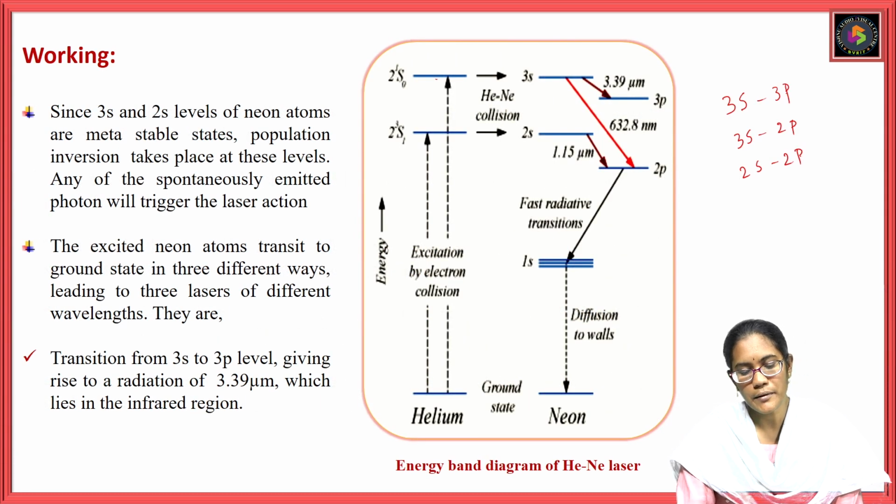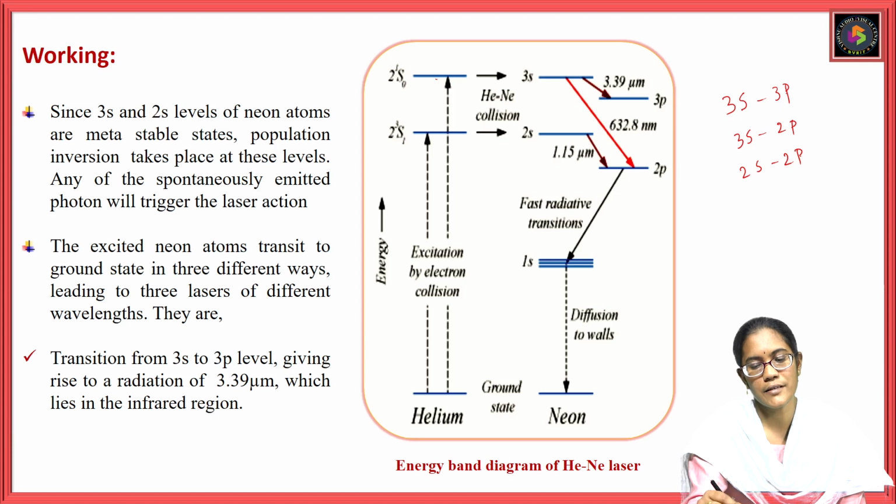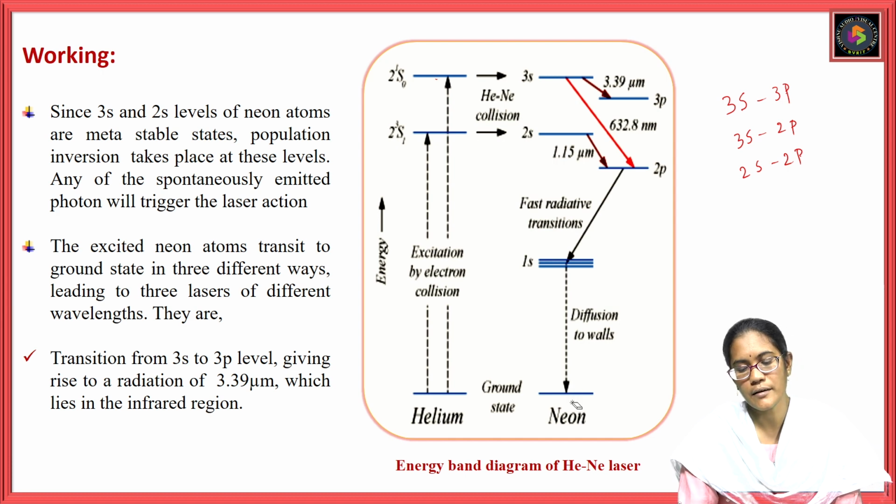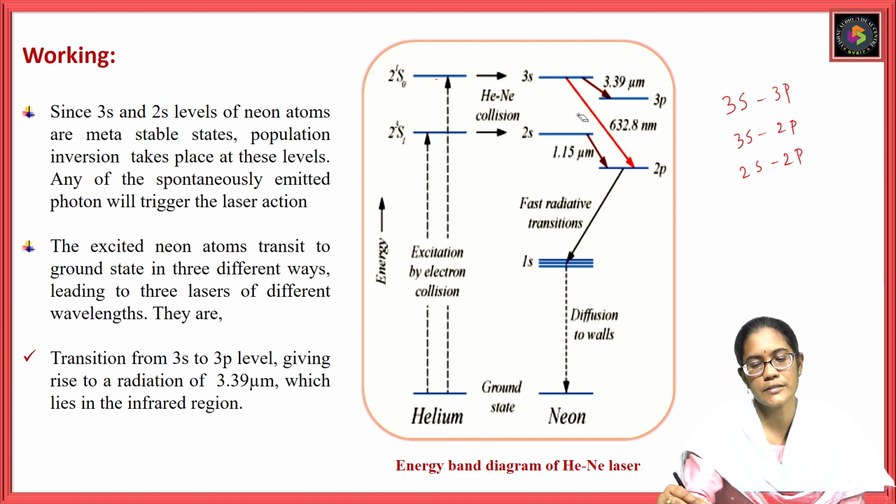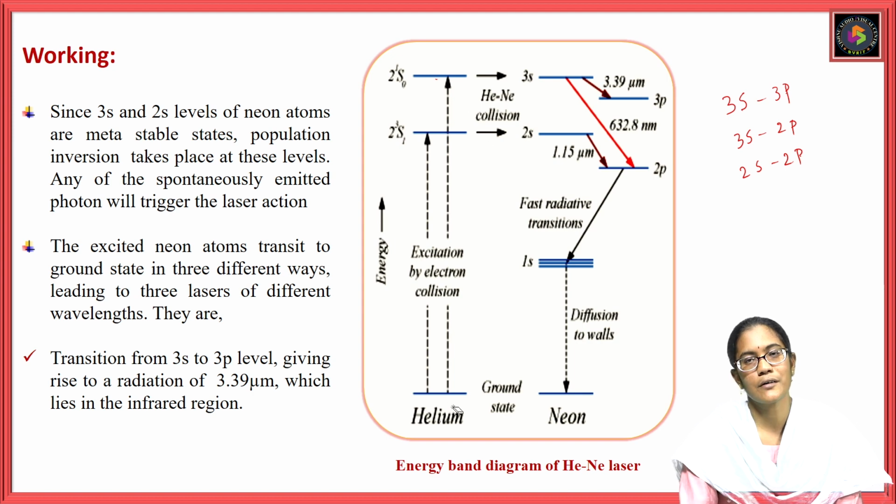Whenever the helium atoms are present in the high energy state, the neon atoms are at the ground state. Whenever these helium atoms interact with the neon atoms, the neon atoms go to the higher energy state and the helium atoms come to the ground state. This process is continuously going on. That's why the output coming from this helium neon laser source is in continuous mode. This is the main advantage of the helium neon laser. So this is the working of the helium neon laser.